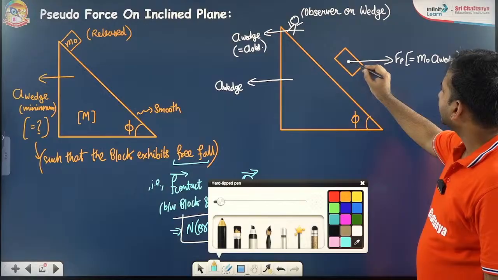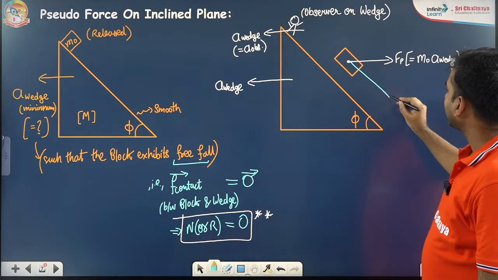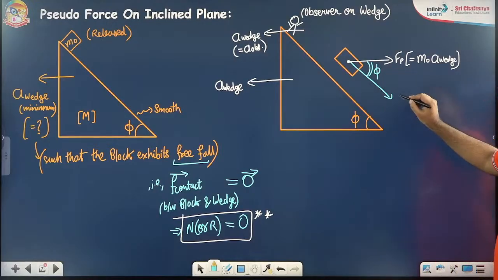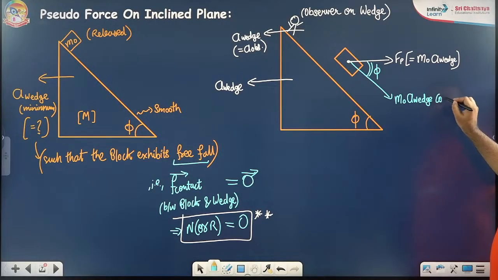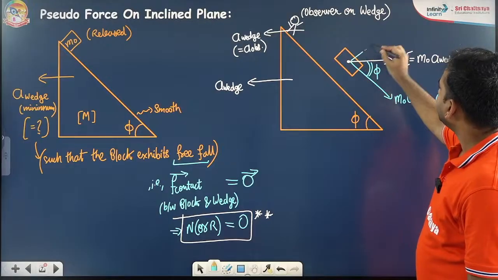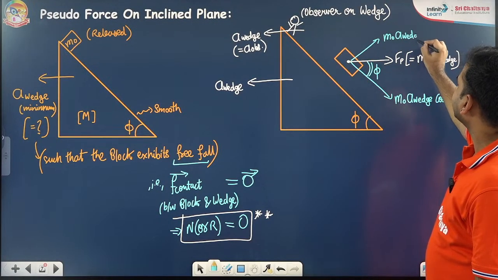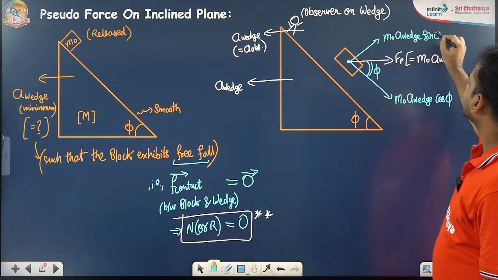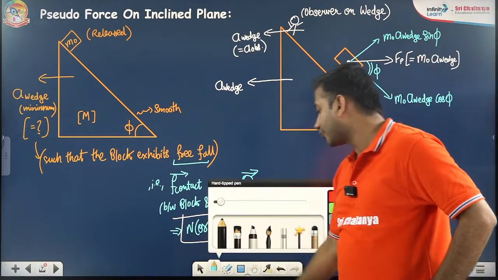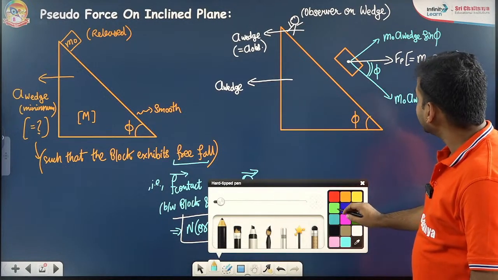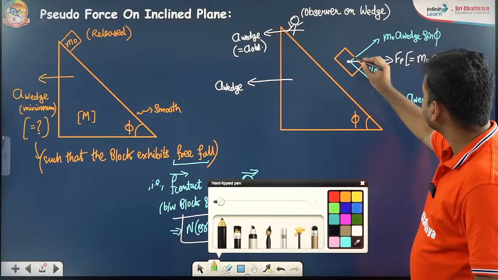So I will say that this angle will also be phi. These are alternate interior angles. So this will be m0 a wedge cos phi, and this will be m0 a wedge sin phi, ma sin phi, ma cos phi, like that. And there will be a normal reaction.